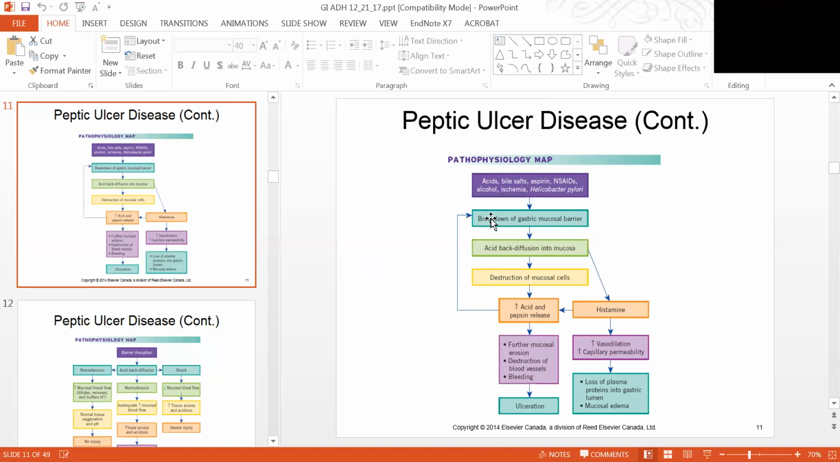You also will get histamine release with any inflammatory type disorder. And if you get histamine release, remember we've talked about it, you're going to get vasodilation of the periphery and increased capillary permeability.